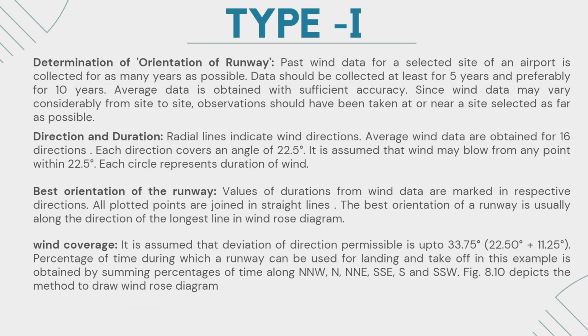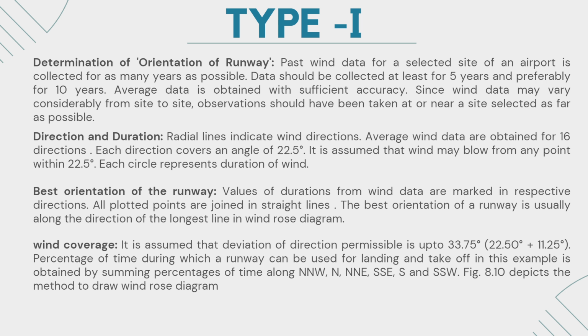So type 1 is used to determine the orientation of the runway, where the wind data will be collected for certain years, that is 5 or 10 years, of the airport which we are going to design. So the average data obtained should be sufficiently accurate to obtain a good graph. This may vary considerably from site to site because of the change in wind direction. It depends upon the topography, and this shows the direction and duration.